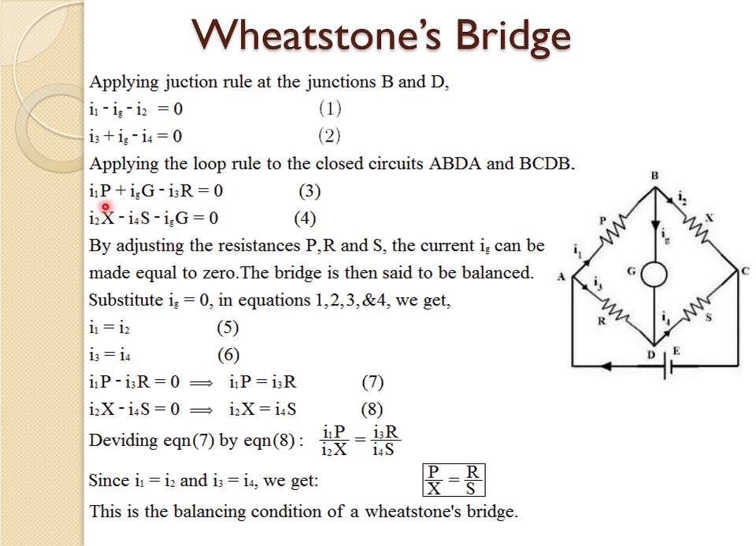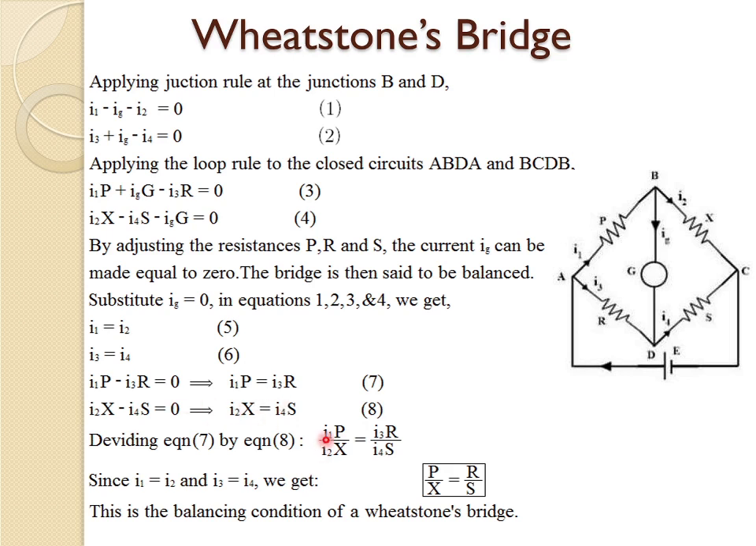Now let us move to equation number 3. I1 into P plus this part becomes 0. So minus I3 into R equals 0. So from that, I1 into P equals I3 into R. That's equation number 7. Similarly, equation 4 becomes I2 X minus I4 S equal to 0. From that, I2 into X equals I4 into S. That's equation number 8. Now let us divide equation 7 by 8.